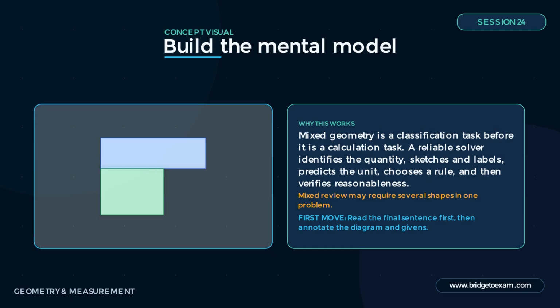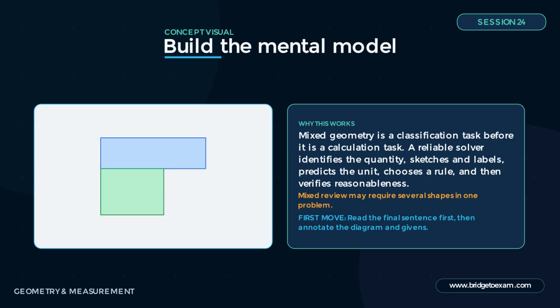Start with the concept visual. The mixed review may require several shapes in one problem. The coordinate distance combines algebra and geometry. The angle diagrams reward careful relationship classification. Read every label as evidence about what is known, what is unknown, and which measurements actually belong in the model.